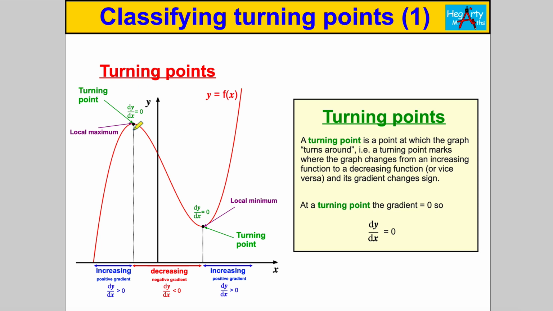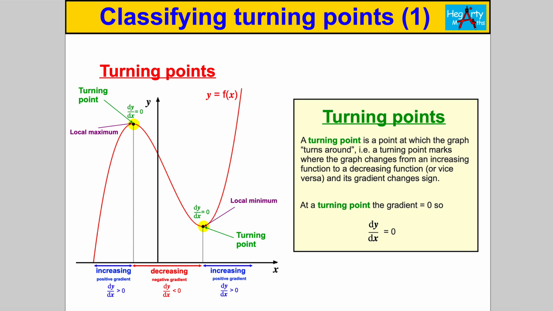The first turning point on our graph, this one here, we would call a local maximum. And this turning point here on our graph, we would call a local minimum. It's fairly obvious why we might call it a maximum or minimum based on this picture. You can see that the graph increases to a maximum point, then starts decreasing down here to a minimum point where it just starts increasing again.